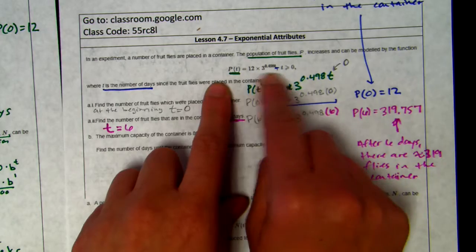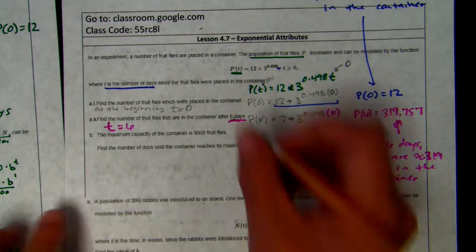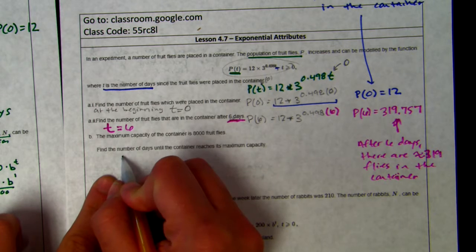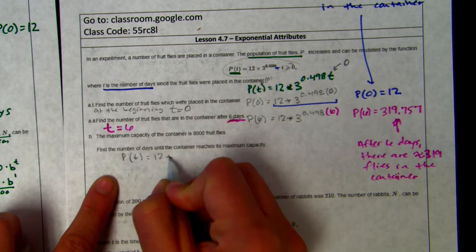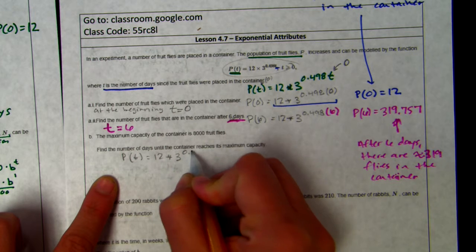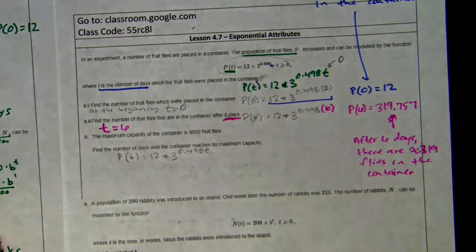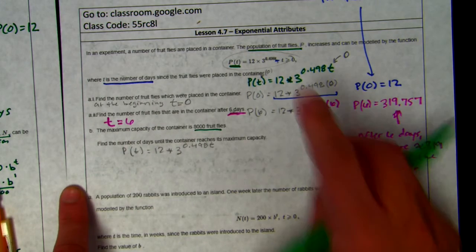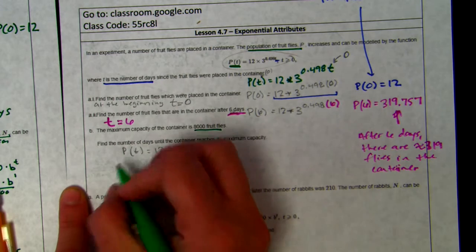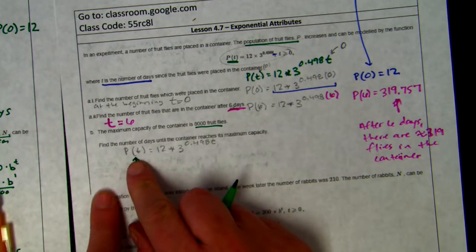So if we look back to this original equation, let's write down what we know and what we don't know. So I'm just going to take this equation and rewrite it down here. P of t is equal to 12 times 3 to the power of 0.498t. Okay? So let's write what we do know. We know that the population is 8,000 fruit flies, and like this setup here, P is equal to our population. So I can plug in 8,000 for my population.